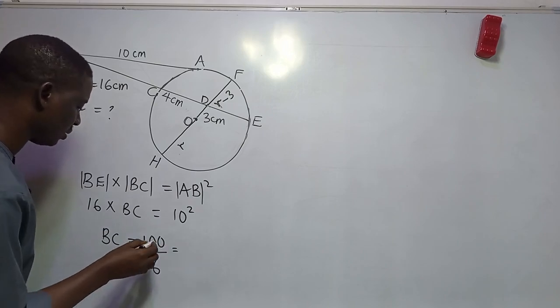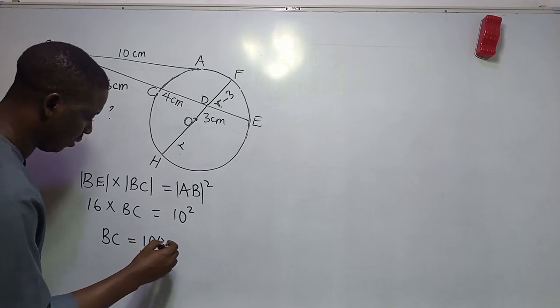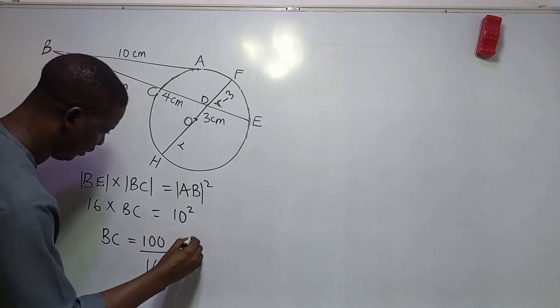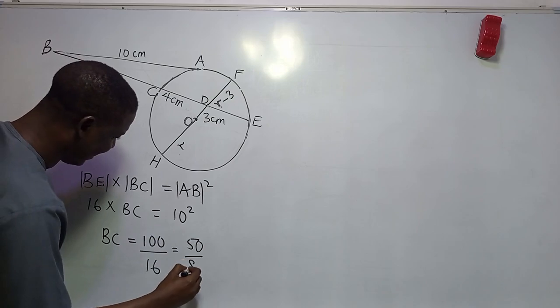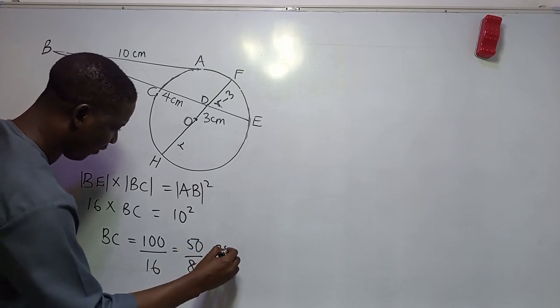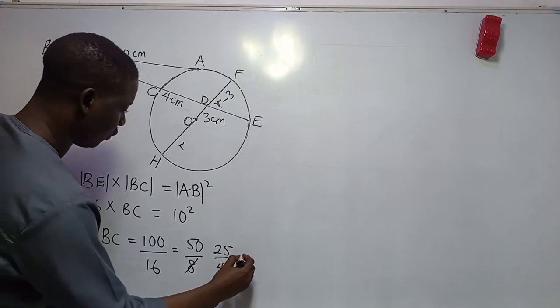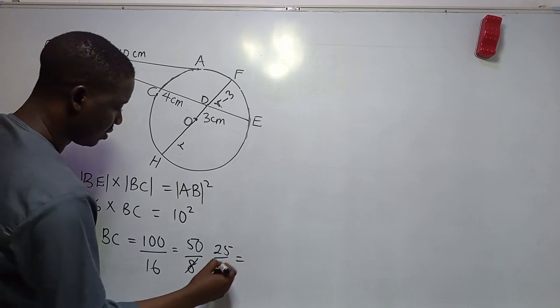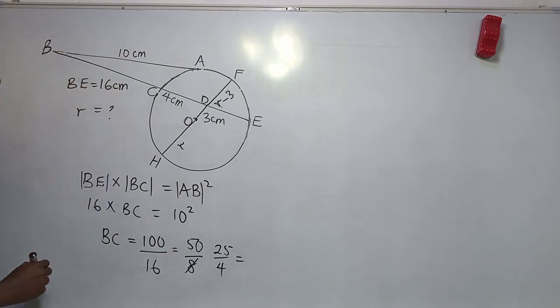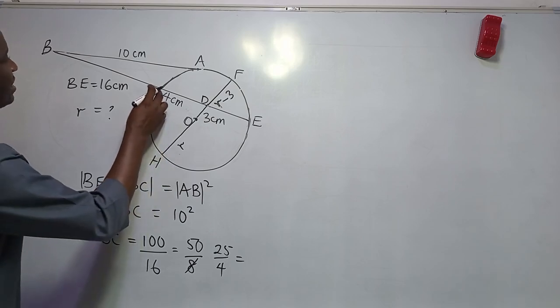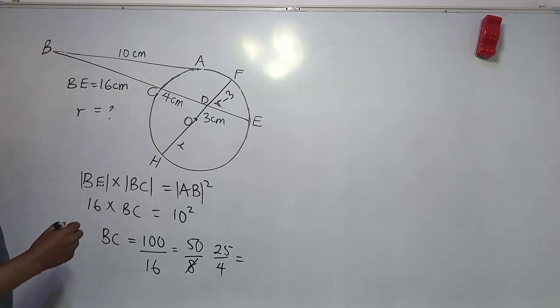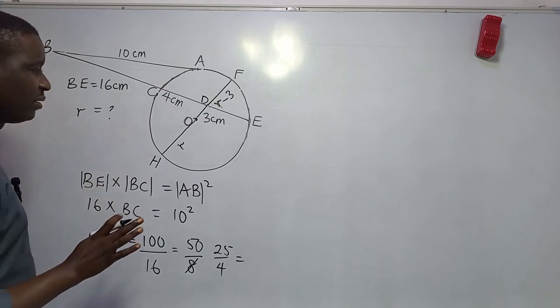So what do we have? Dividing by 2, 100 over 16 becomes 50 over 8, then 25 over 4. So BC is equal to 25 over 4. Let's keep that one first. We have gotten that.